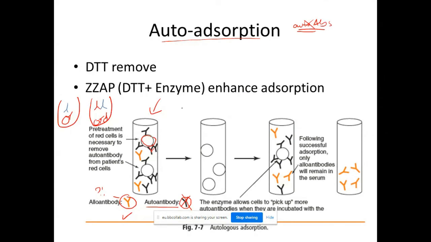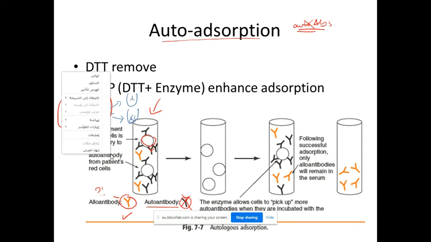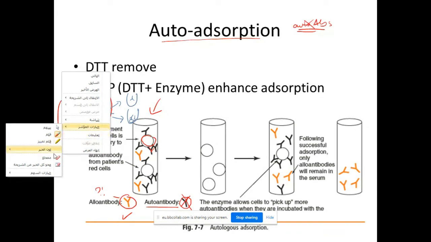Okay. طيب now I will separate them. Okay, and I will put this in a separate tube and this in a separate tube. Okay. إذن هنا عندي الأوتو أنتيبودي bind to patient cells. خلاص. وهنا عندي سواء كانت عندي اللو وكمان بيكون عندي الأوتو.